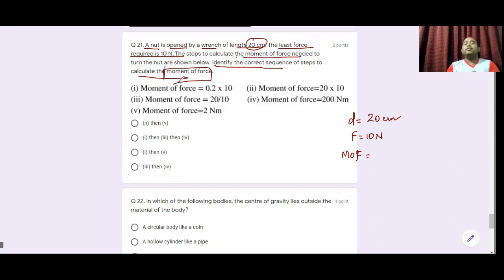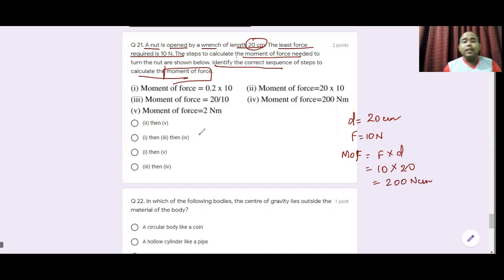So whenever such a question comes, you first solve it as you would solve it normally. So forget about the steps given, you solve normally. So moment of force के लिए हम क्या करते हैं? Force into distance करते हैं. Force कितना है? 10 है. Distance कितना है? 20 है. And it will be 200 Newton centimeter.